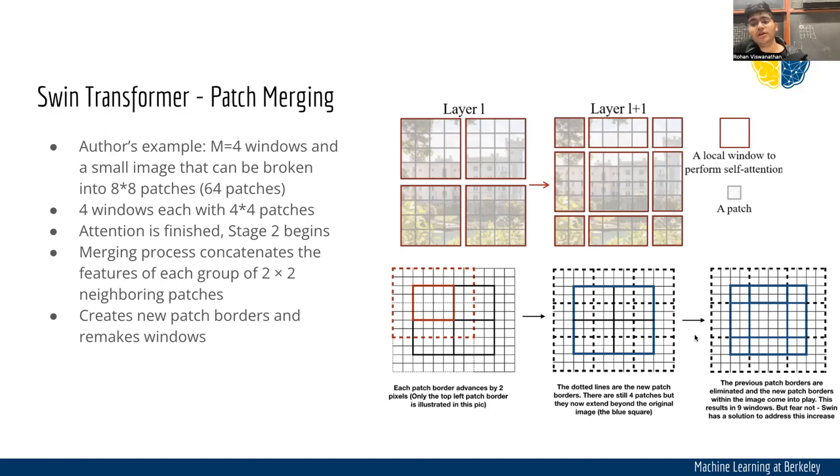But Swin has a solution to address this increase from 4 windows to 9 windows. Its solution is to cleverly combine these windows together, and the way it does this is shown on the next slide. But before going into that, I do want to show that this is our initial breakdown of windows. After we do our pseudo padding and remake our windows, now we have 9 windows. And keep in mind, a window is the unit within which we perform self-attention. So self-attention will be performed within each of these windows. Each one of these smaller subsets is its own patch.